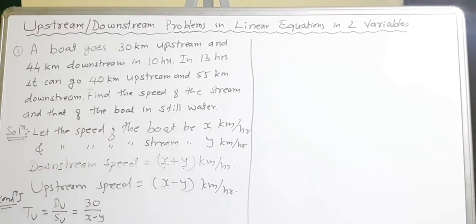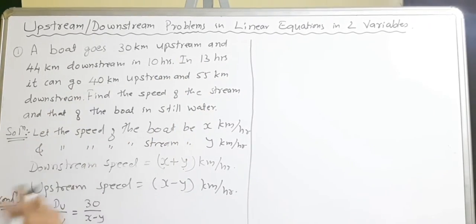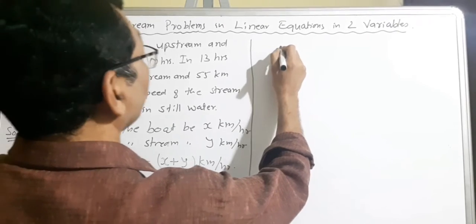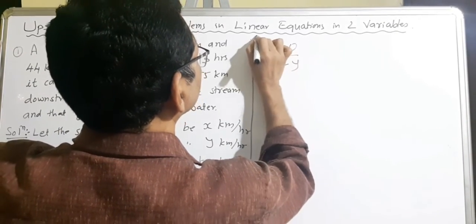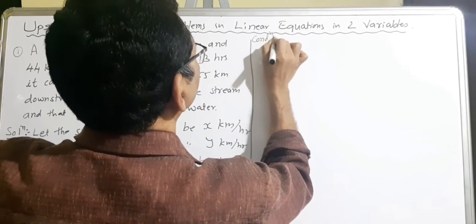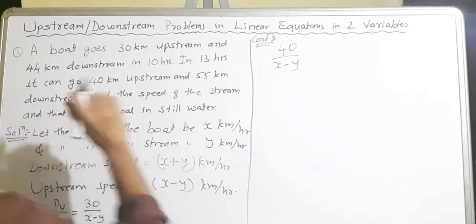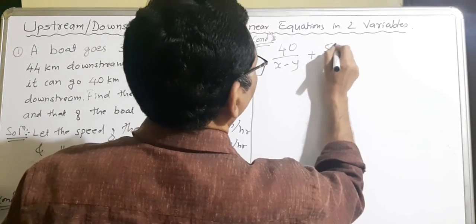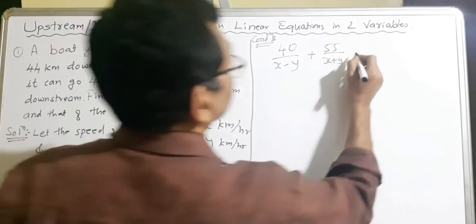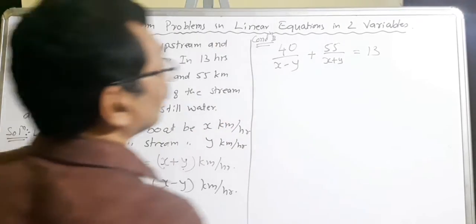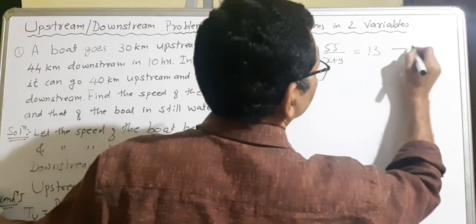Condition 2 states that in 13 hours it can go 40 kilometers upstream and 55 kilometers downstream. So time taken to go upstream will be 40 upon x minus y, plus 55 kilometers downstream with speed x plus y, and the time taken is 13 hours. So this is condition 1, equation 1, and condition 2, equation 2.